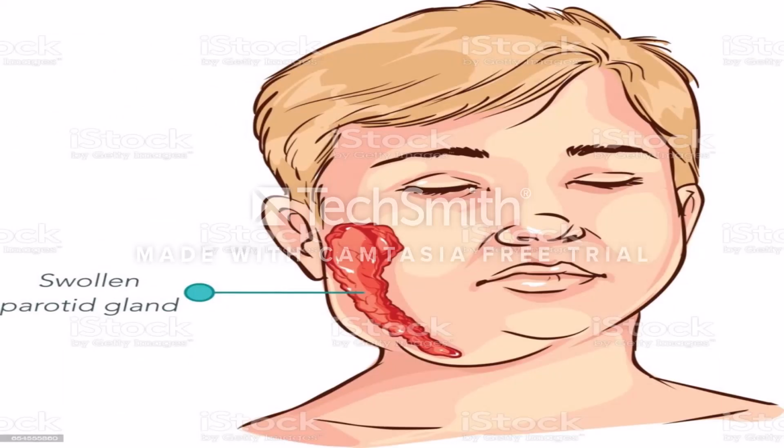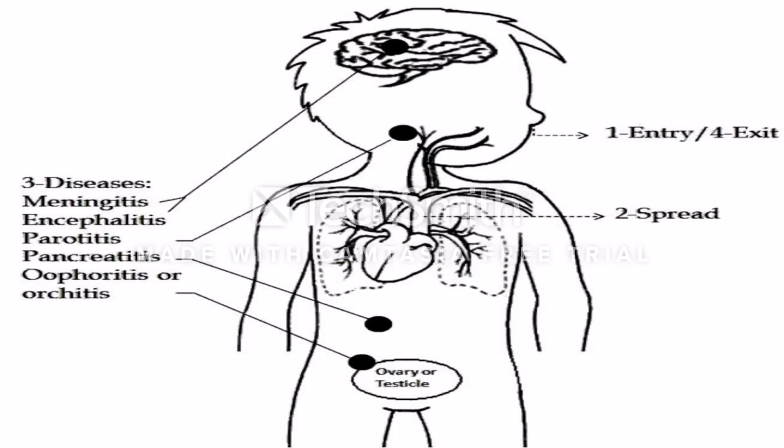The pathogenesis of mumps virus causes inflammation and swelling of the salivary glands, especially the parotid glands. It can also affect the pancreas, testes, ovaries, brain and other organs, causing complications such as pancreatitis, orchitis, oophoritis, meningitis, encephalitis, deafness and sterility. The symptoms of mumps usually appear 16 to 18 days after exposure and include fever, headache, muscle aches, tiredness, loss of appetite and swelling of the cheeks or jaw.